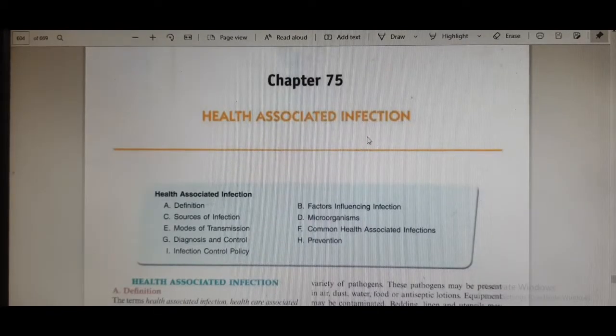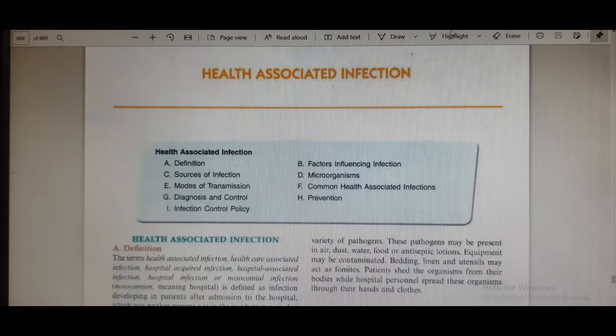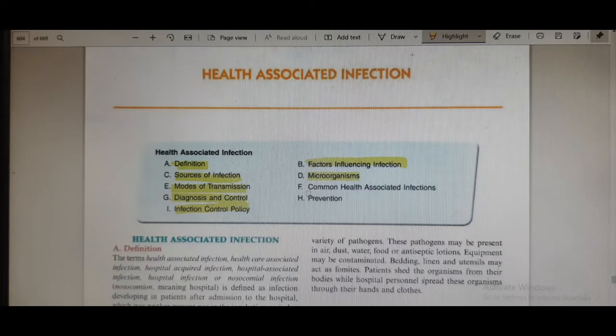Okay, it's chapter 75 in this textbook, health associated infection. The main topics that will be dealt with in this chapter are the definition of healthcare associated infection, sources of infection, modes of transmission, diagnosis and control of the infection, infection control policy, factors influencing an infection, then microorganisms that cause infection, common health associated infections, and prevention of it. So these are the different topics that will be dealt with in health associated infection.